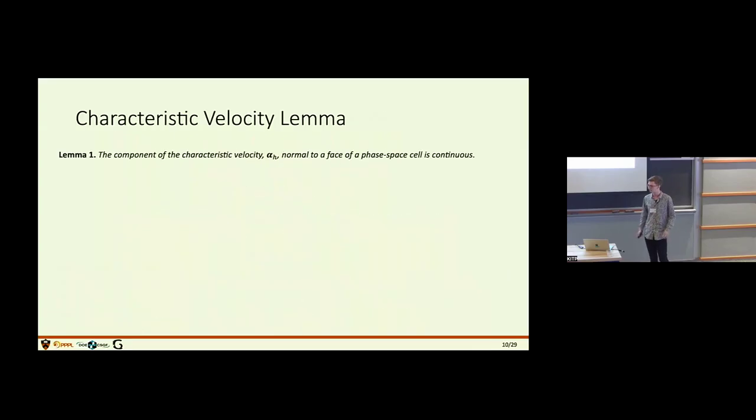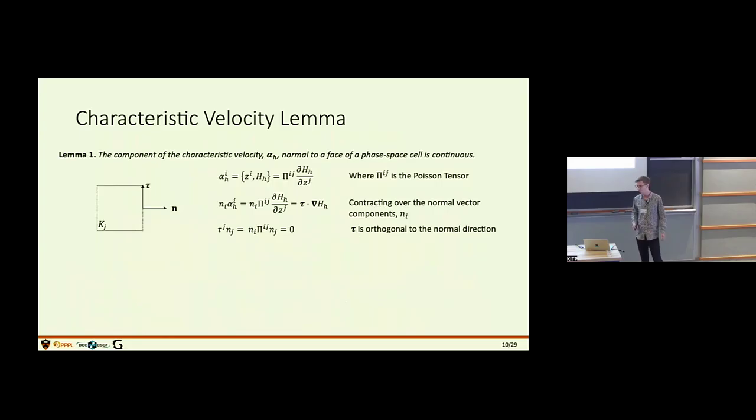So this continuity in the Hamiltonian is what's going to enable us to write a characteristic velocity lemma that's associated with this. So the components of the characteristic velocity alpha h normal to a phase-space cell is going to be continuous. The proof of this comes from the anti-symmetry property of the Poisson tensor. This applies to both canonical and non-canonical brackets.